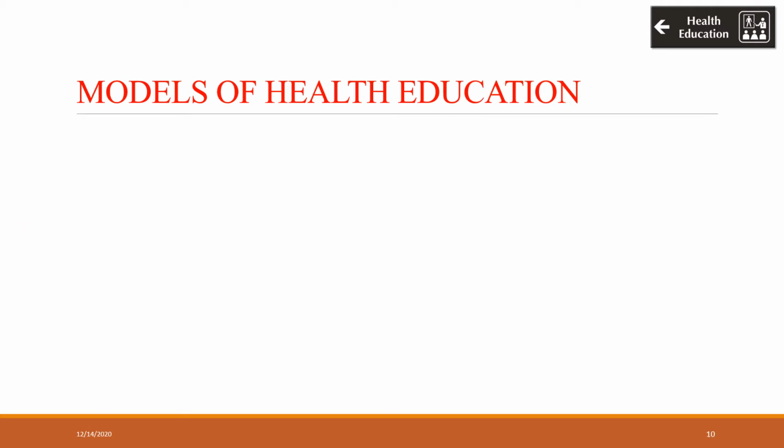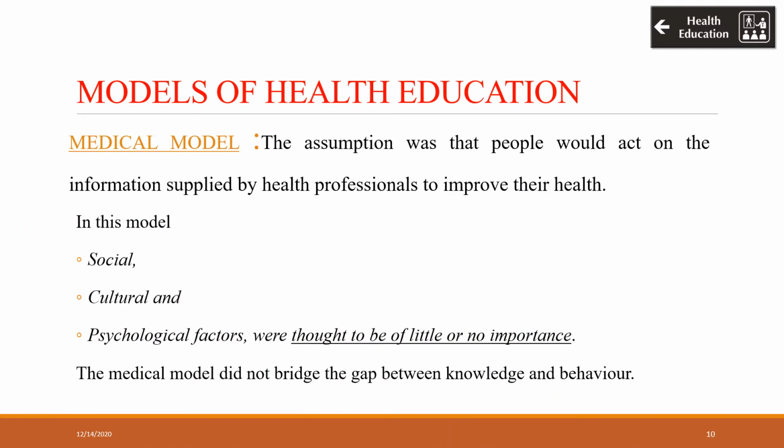Coming to the models of health education, first is the medical model. The assumption was that people would act on the information supplied by the health professionals to improve their health. In this model, social, cultural, and psychological factors were thought to be of little or no importance. The medical model did not bridge the gap between knowledge and behavior.